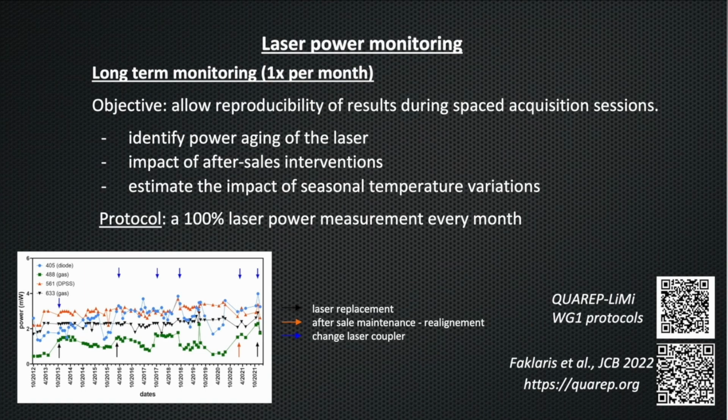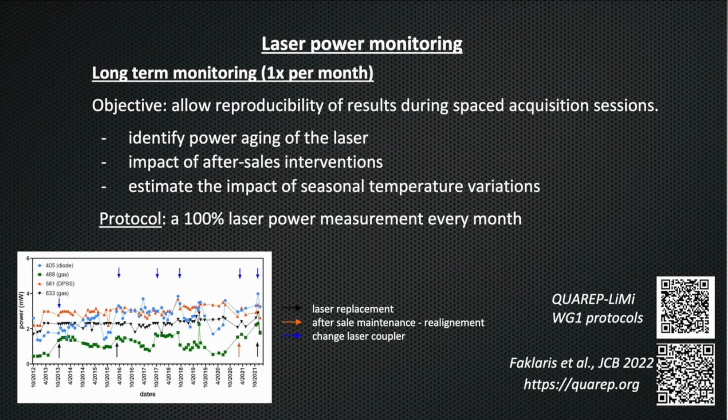The aim of the long-term monitoring is to monitor the laser power over the lifetime of the microscope to provide a long-term history of the laser. This can highlight environmental changes of the room, gradual laser aging, and the impact of after-sales interventions on your system. This measure ideally has to be done once a month.